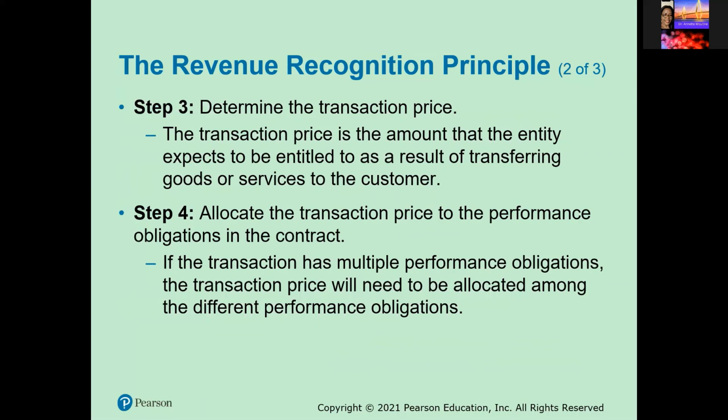Step 3, determine the transaction price. The transaction price is the amount that the entity expects to be entitled to as a result of transferring the goods or services to the customer. Step 4, allocate the transaction price to the performance obligations in the contract. Now, if a transaction has multiple performance obligations, the transaction price will need to be allocated among the different performance obligations.